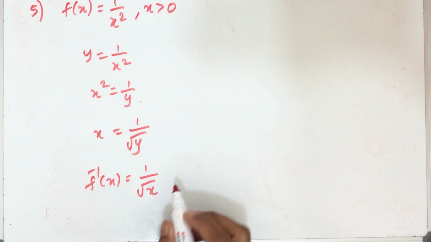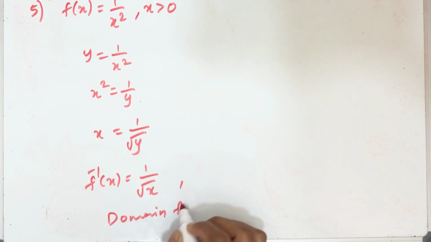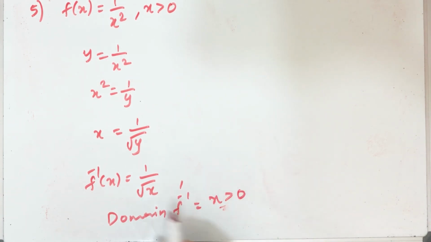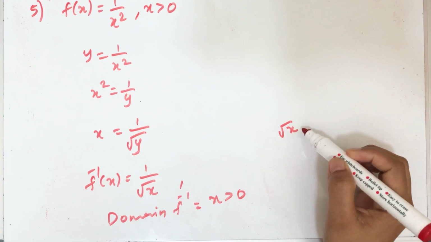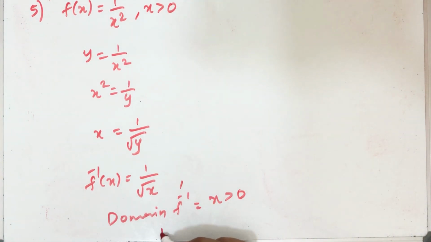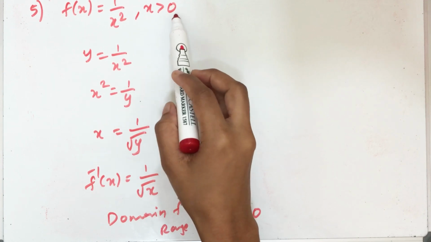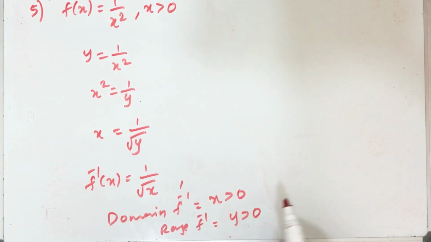Here the domain is x greater than 0. If x is equal to 0, this function is not defined. And we know for the function root x, we are taking the domain always as positive values. Here the range of f inverse is also y greater than 0. The domain of f is given as x greater than 0. The domain of f is the range of f inverse. So this is the range of f inverse.